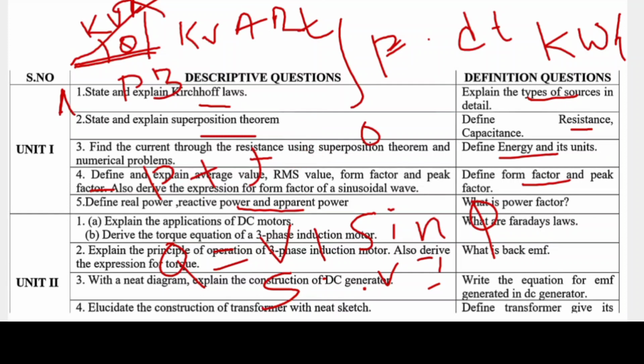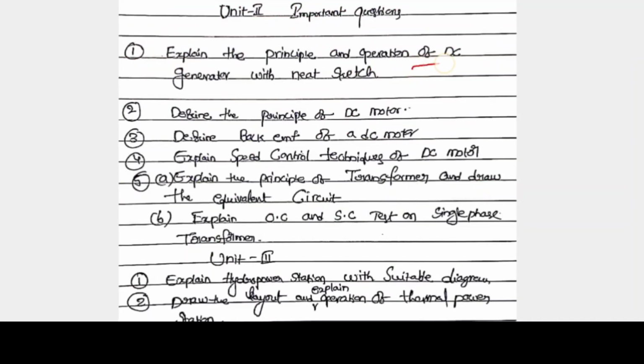This is Unit 1. Coming to Unit 2, what are the important questions? The important questions in Unit 2: explain the principle and operation of DC generator with a neat sketch, the principle of operation. These questions were taken from previous question papers. Define principle of DC motor.